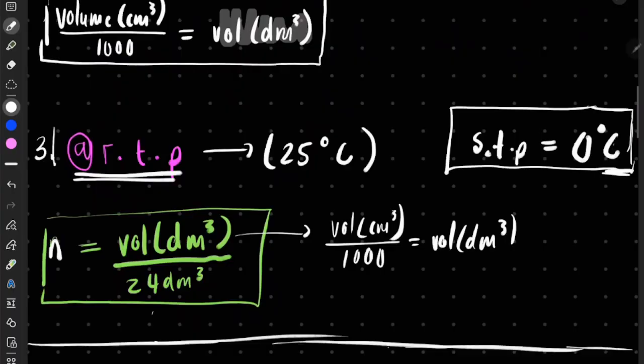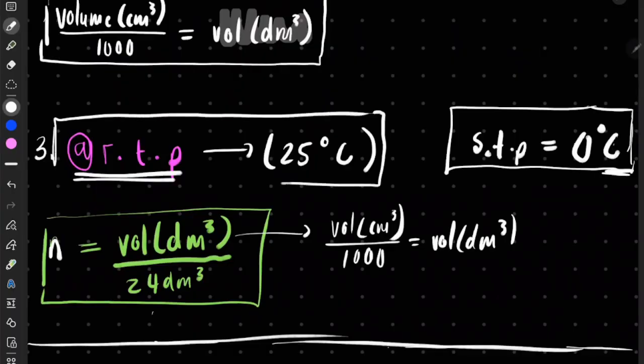Then at RTP, we don't care about STP. STP is 0 degrees Celsius. We don't care about it. We care about RTP. That's the one we want, the normal one. The temperature, which is right now where we are inside, is about 25 degrees Celsius. When you're at RTP, if you see them say you are at RTP, or if you see them say 25 degrees Celsius, once you see that, then you have to use number of moles is volume in dm cubed over 24 dm cubed.